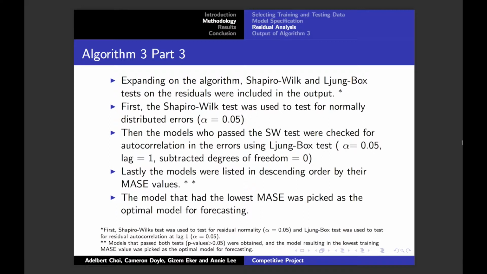First, the Shapiro-Wilk test was used to test for residual normality, where alpha is equal to 0.05, and the Ljung-Box significance test was used to test for residual autocorrelation at lag 1, where alpha is equal to 0.05.